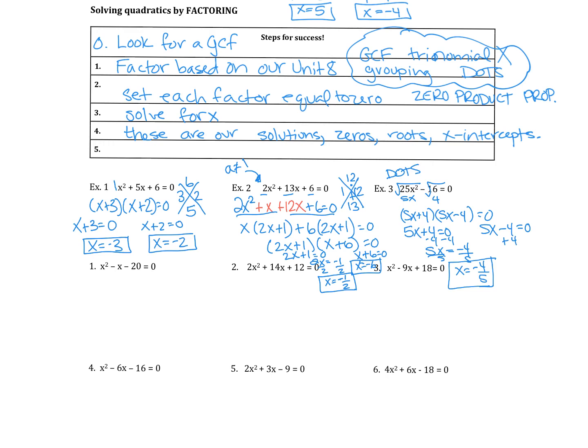On this one, I'm going to add 4 to both sides, and I get 5x equals 4. I'm going to divide both sides by 5, and I get x equals positive 4/5, or positive 0.8.